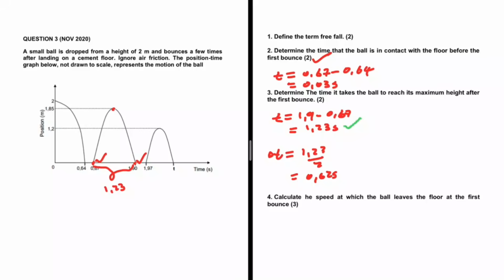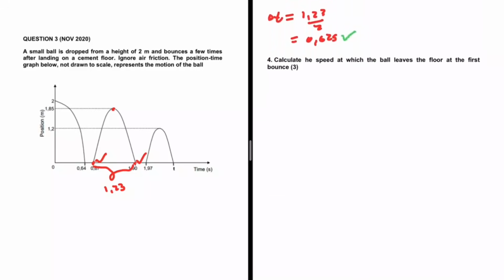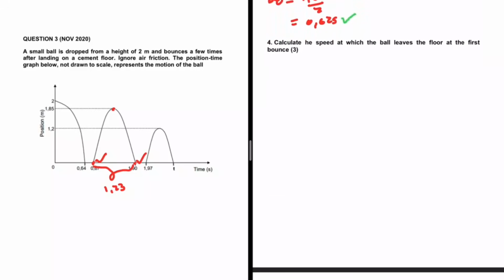Also, if you think about it from an acceleration point of view, you should also see that it holds. So that is one way of doing it. We end up with an answer of 0.62 seconds. Let's do the question that follows. So question 4, we are supposed to calculate the speed at which the ball leaves the floor at the first bounce. So this is where the ball leaves the floor at the first bounce, okay?